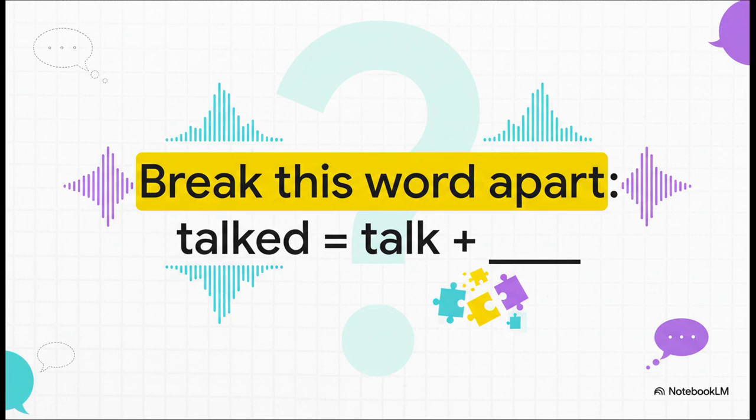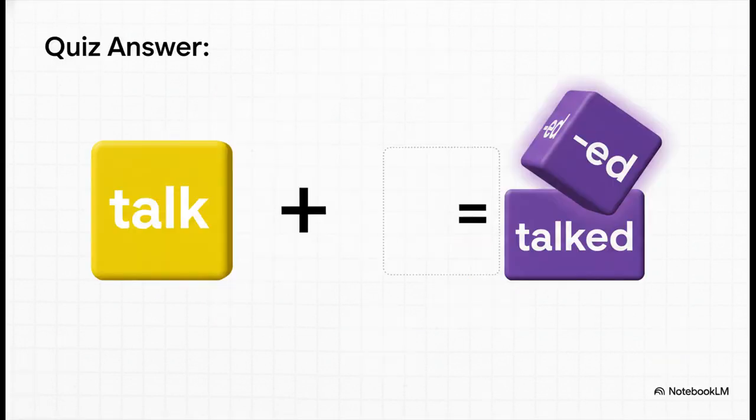All right, here's a quick little challenge for you. Based on everything we just went over, how do you break the word talked into its two morphemes? You have the root, talk, plus what's that second piece? And, of course, the answer is ed. It's that little morpheme that provides the grammatical function of past tense. It's pretty simple, right? But once you see it, you really can't unsee it.